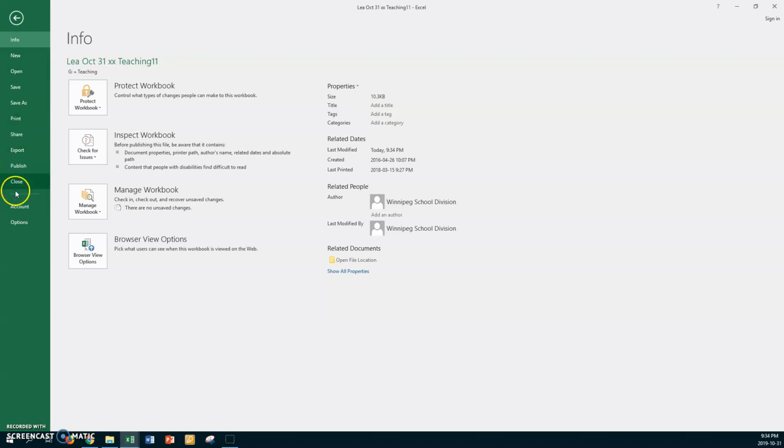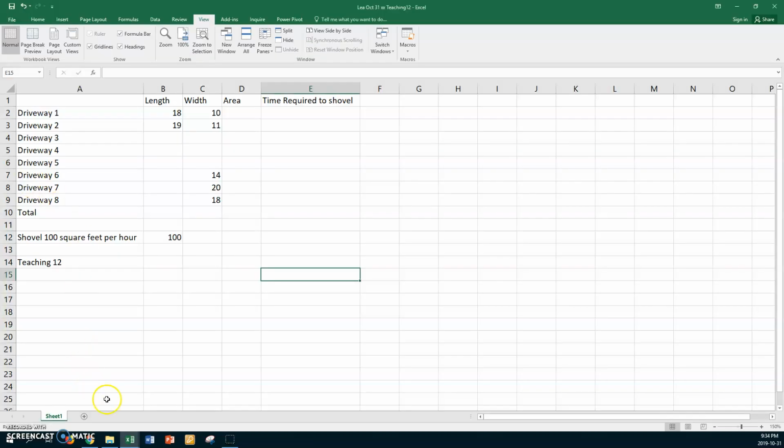File, close. And now I want to go to number 12 here. Okay, so on this one, you're going to shovel driveways. You know the snow is coming up. All right, so we got driveway number 1 is 18. I'm going to use a pattern here. So I'm going to drag down, and there's driveway 8. And the same thing, I'm going to use a pattern here and drag down to there. But I've already got numbers in there, so that one's okay.